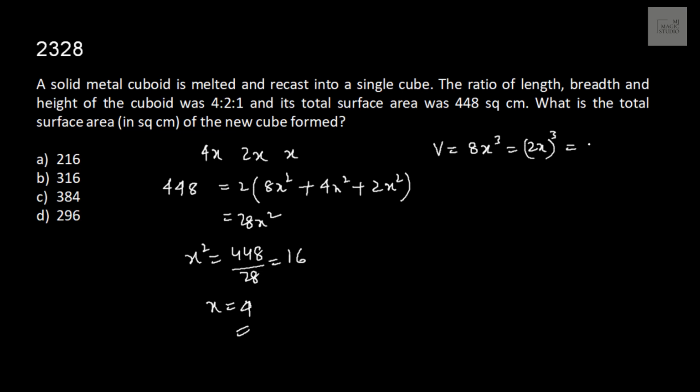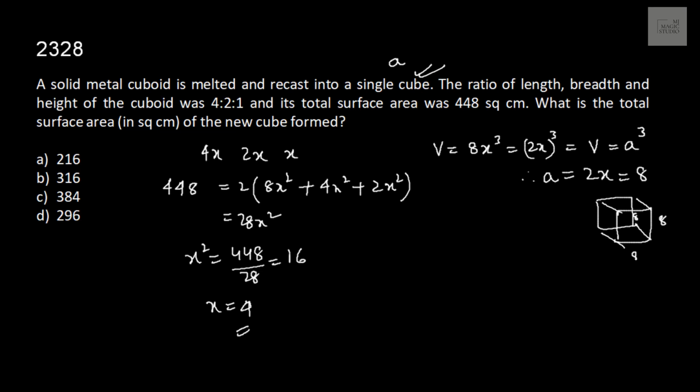That is the volume of the new cube that is formed. Let the side of the cube be a, then the volume of the cube is a cubed. Therefore a equals 2x, 2 into 4 is 8. So the new cube that is formed has height, breadth, everything equal to 8.